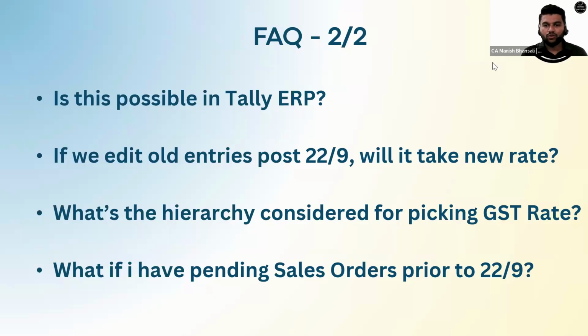Advance received when the rate was 28%. Now the balance is received after 22nd September when the rate is 18%. Yeah. So here, like I said, this is again not a Tally topic, but you'll have to see the time of supply and then determine which rate is applicable, whether new rate or old rate, and accordingly you'll have to adjust the advance. Thank you.